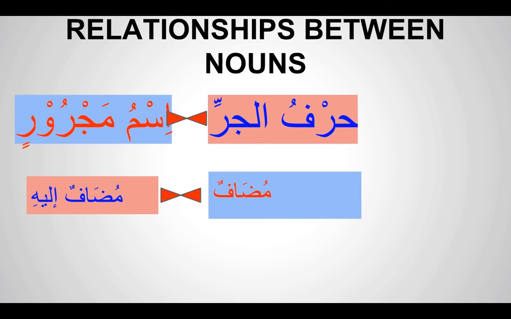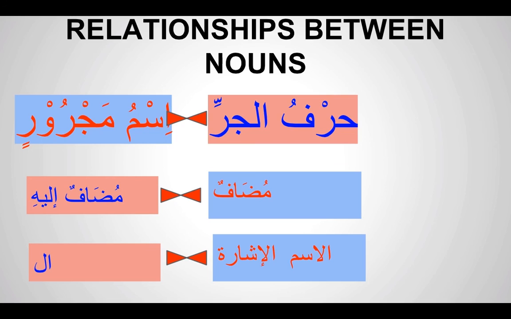And then we learned about mudaf and mudaf ilayhi, where two nouns are connected in terms of possession, and in English we translate it as of, like book of Muhammad. And the last one which we did was ismul ishara and a noun starting with al. Any noun which comes after ismul ishara, like hadha, hadhihi, dhalika, tilka, and a noun starting with al, is called a badal. Al badal with ismul ishara.